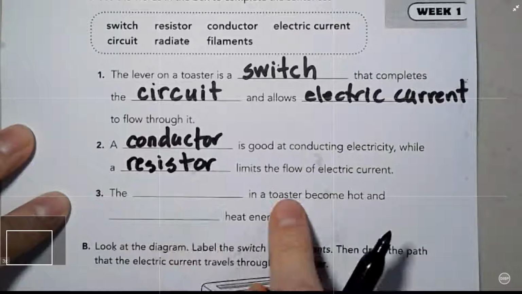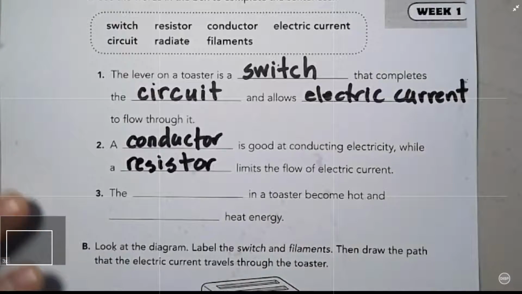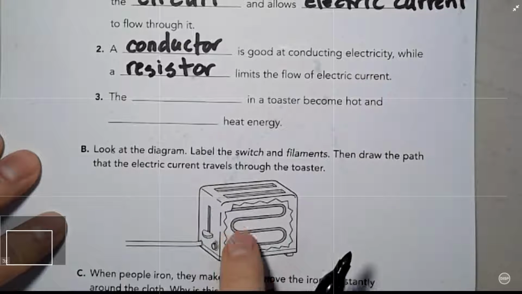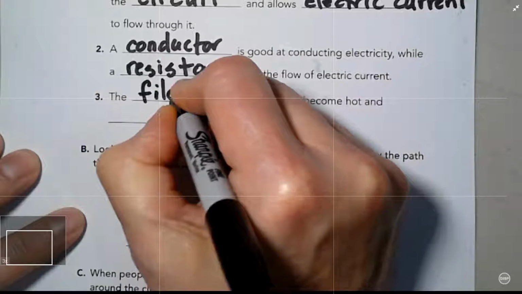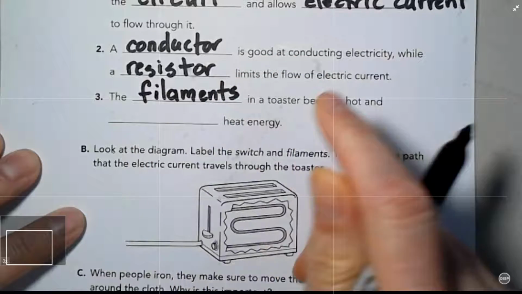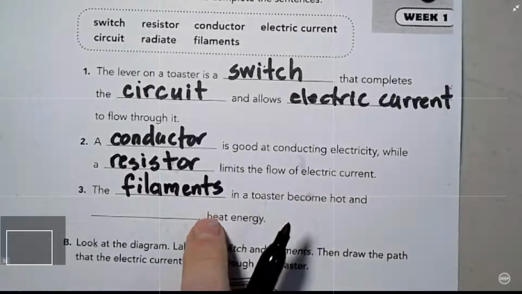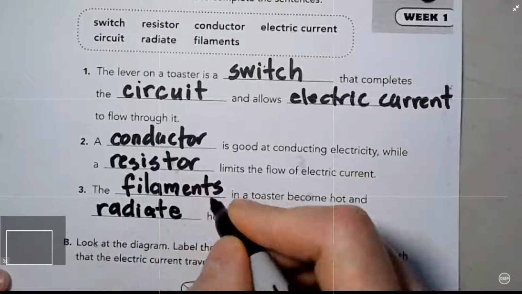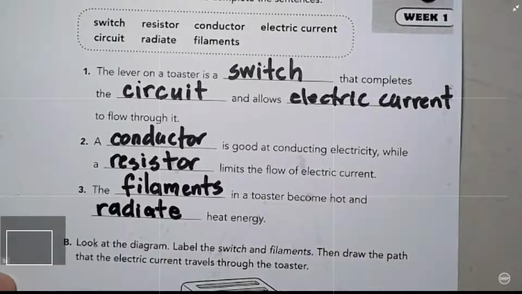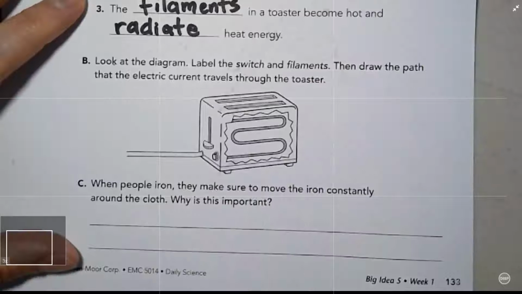And lastly, the blank in a toaster becomes hot and blank heat energy. And we talked about, let's go down here and take a look, the filaments being the wires that run through the electric toaster. And once they have gotten hot, they radiate heat energy. And we talked about how when we radiate heat energy, just like the sun radiates its heat to the earth, it transfers through the air that heat energy onto the bread, thereby making the toast. And here we are at question B.